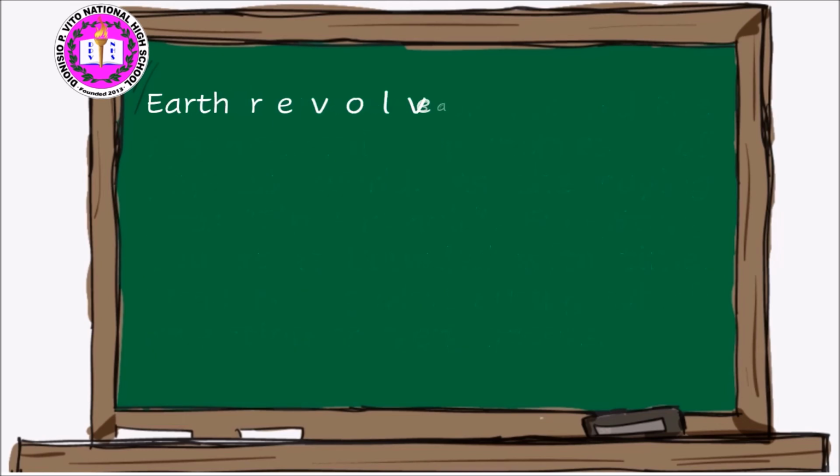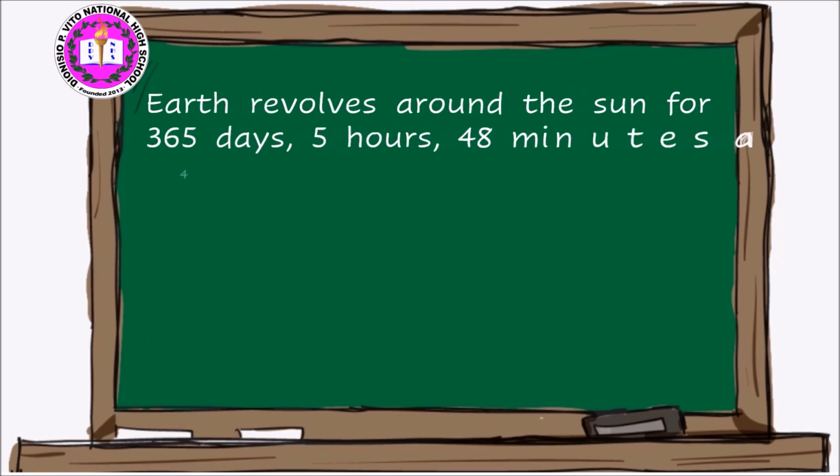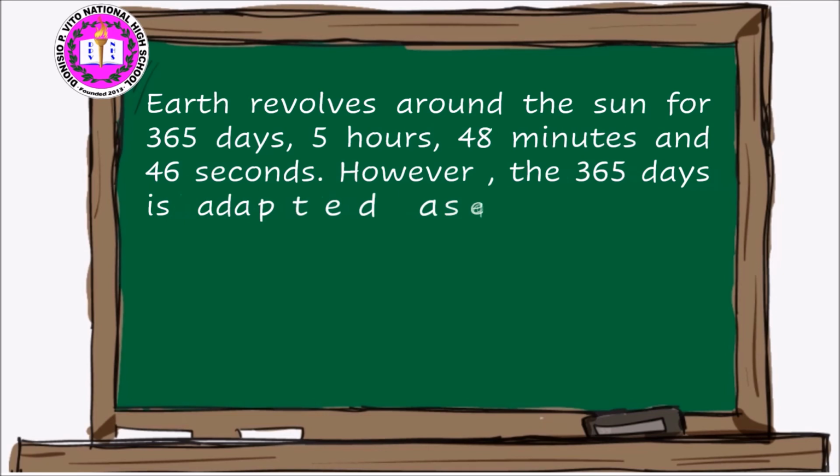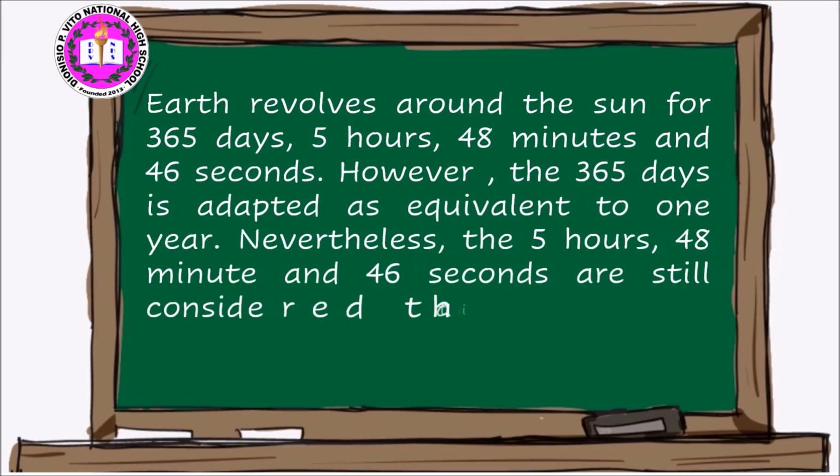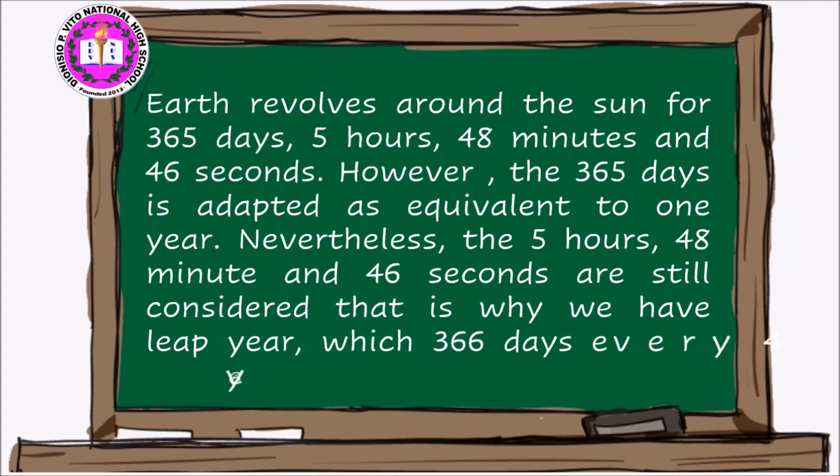So Earth revolves around the Sun for 365 days, 5 hours, 48 minutes, and 46 seconds. However, the 365 days is adopted as equivalent to 1 year. Nevertheless, the 5 hours, 48 minutes, and 46 seconds are still considered. That is why we have a leap year, which is 366 days, every 4 years.